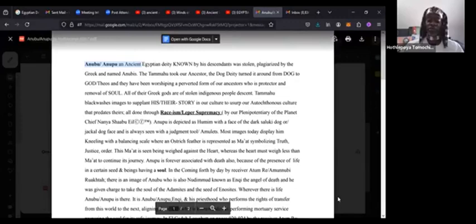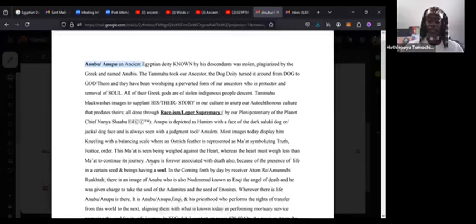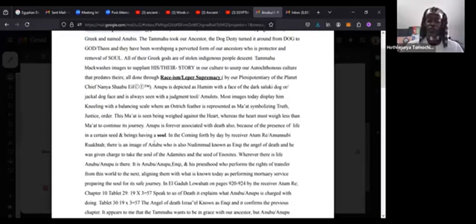There's an image of Anupu who is also Nudamut, known as Enki, the angel of death. And he was given charge to take the souls of Adamites and the seed of Enochites. Whereas there is life, Anpu is there. It is Anupu and Anpu, Enki, and his priesthood who perform the rites of transferring from this world to the next, aligning them with what is known today as performing mortuary service, preparing the soul for its safe journey.